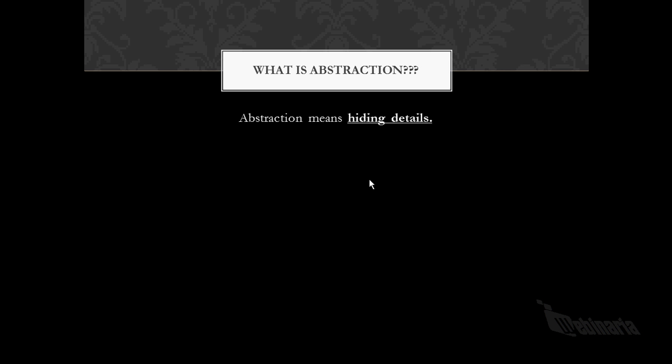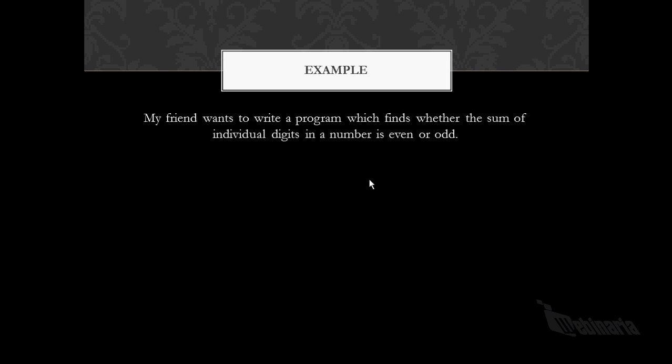Generally abstraction means hiding details, and in Java we are going to hide the complexity by showing only the necessary details which are required. All the irrelevant and unnecessary details are hidden. So for example, to understand actually how abstraction is implemented in Java programming, we need to look at one scenario.